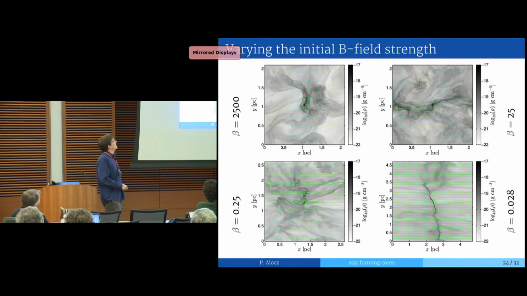And then we explored varying the initial magnetic field in these simulations. Here is showing weakly magnetized up to very strongly magnetized. You form very different morphologies.